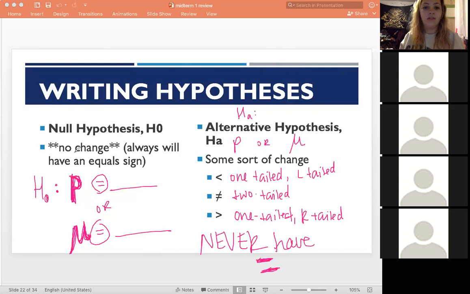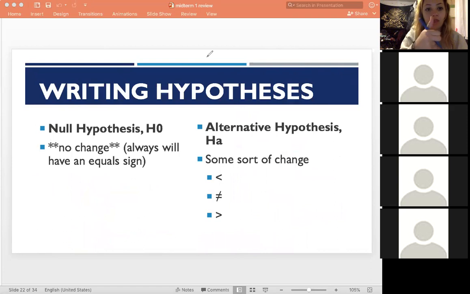So the null hypothesis always has an equal sign. The alternative never has an equal sign. Just some rules of thumb there.